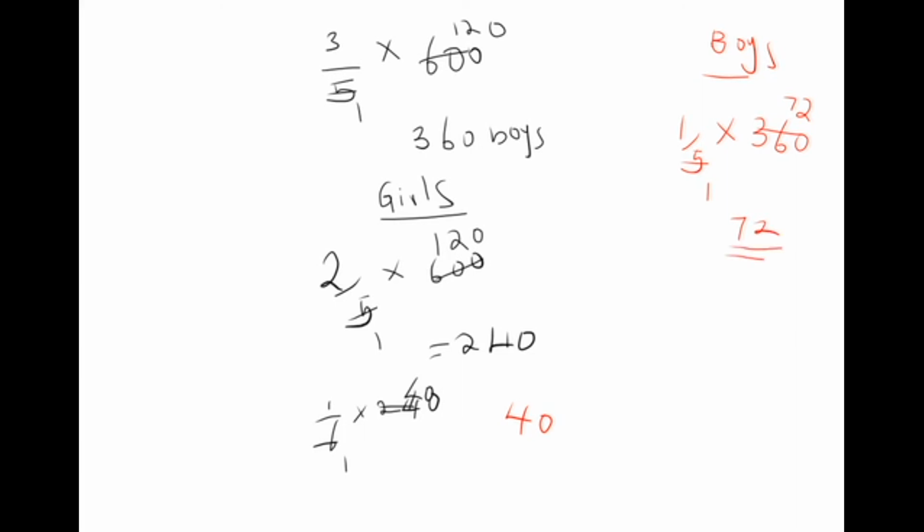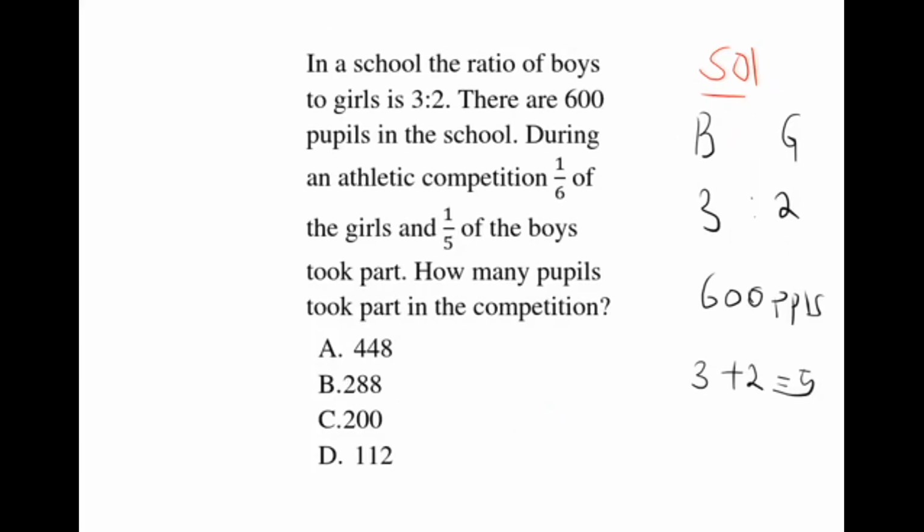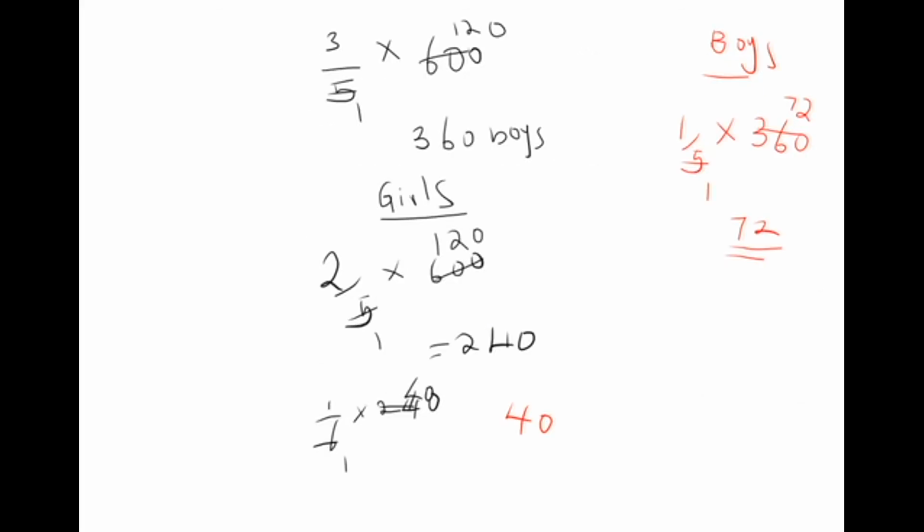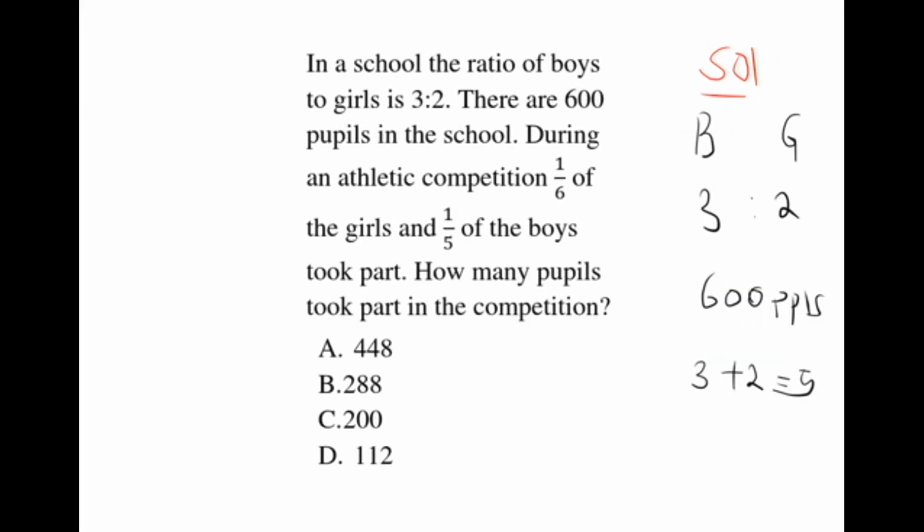And the question asks us how many pupils took part in the competition. Therefore, we take the number of the girls, which is 40. Then we add the number of boys, which is 72. 40 plus 72. We get 2. 4 plus 7, we get 11. 112. Therefore, our correct answer is D.